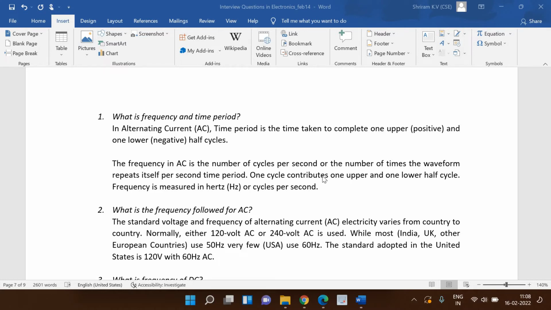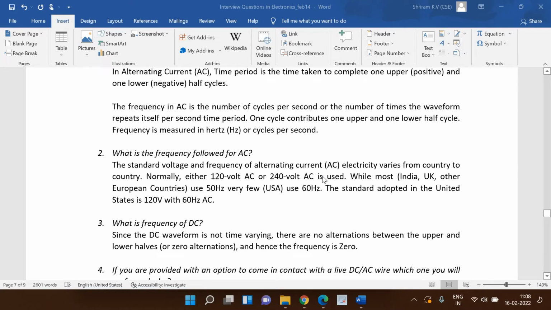What is the frequency followed for AC? Well, this is a very interesting question. The standard voltage and frequency of alternating current varies from country to country. Yes, it is country dependent. Normally, it could be 120 volt AC or 240 volt AC, 120 or double the amount of it.